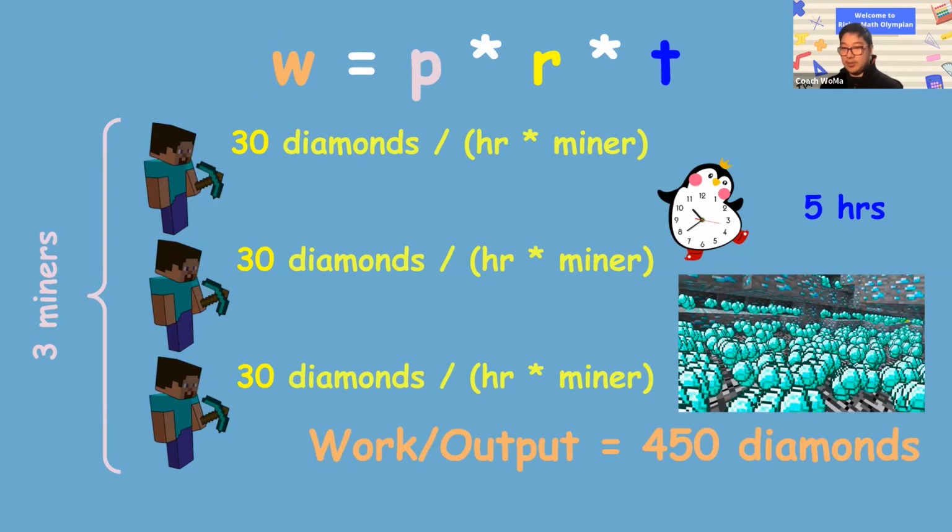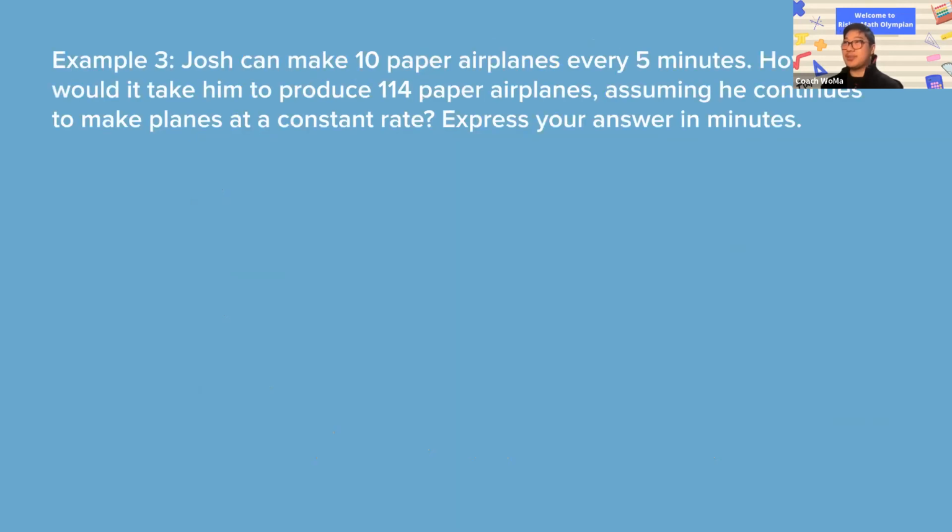Okay, cool. So we're going to go into an example now that we're work formula experts. So this example is that Josh can make 10 paper airplanes every 5 minutes. How long would it take him to produce 114 airplanes, assuming he continues to make planes at a constant rate? Express your answer in minutes. So please direct message me what you get for this.